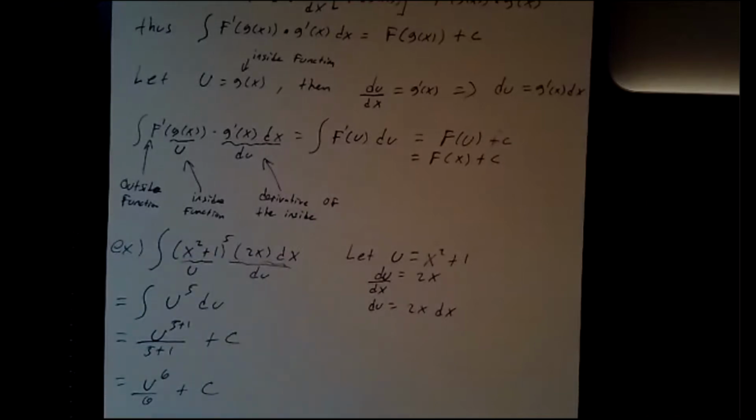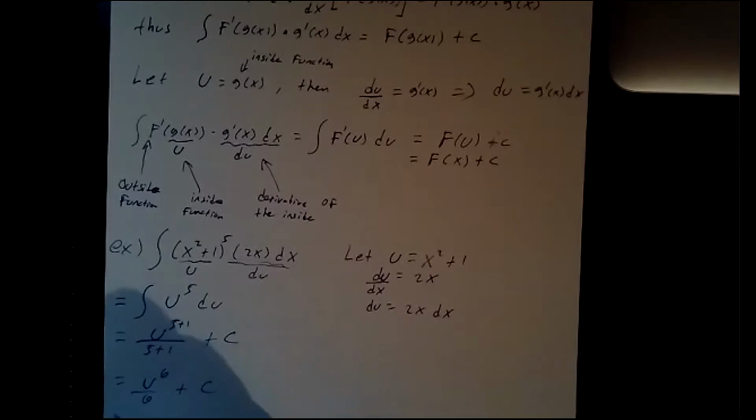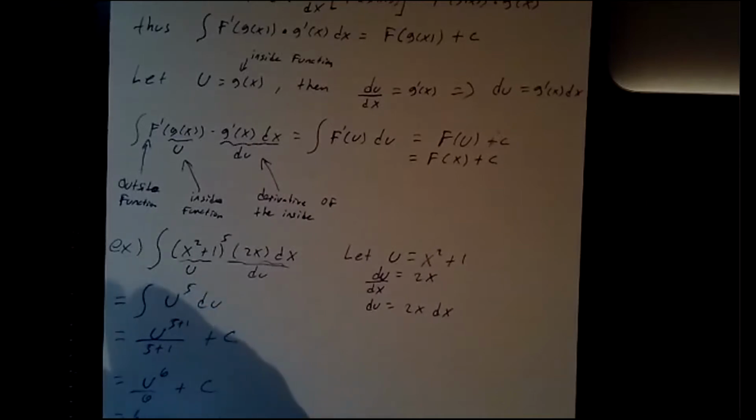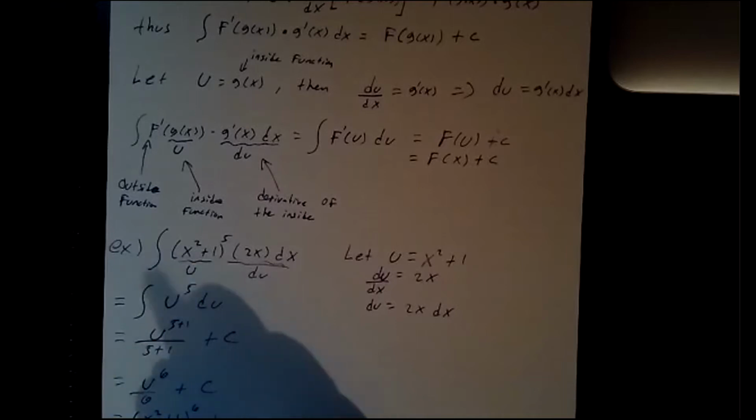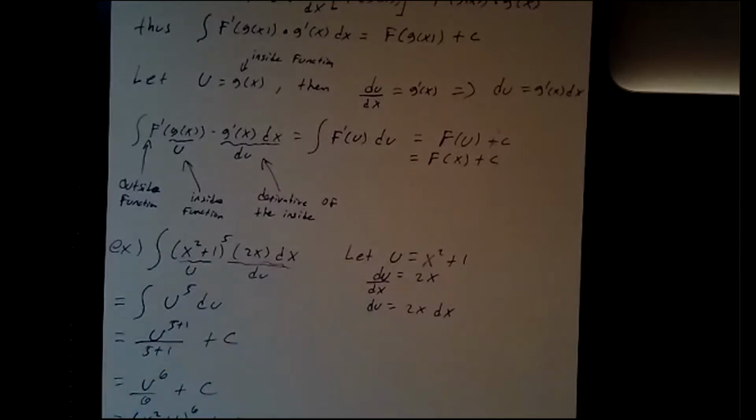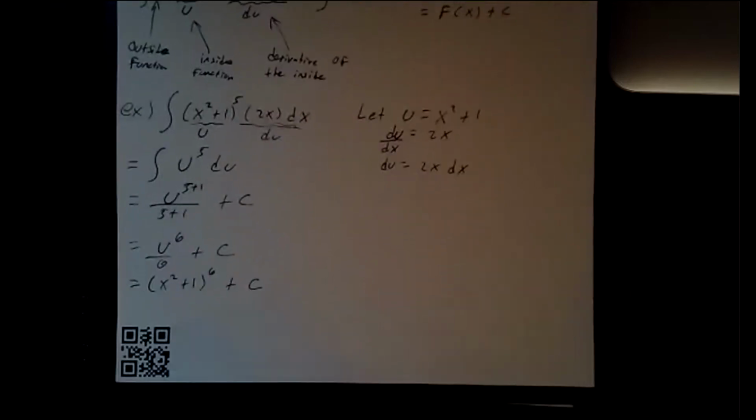But nobody cares about the letter u. We're looking for an f of x function, so we must replace it. We get back to (x squared plus 1) to the 6 over 6 plus c. So that would be your actual answer. Can you move it down a bit? Thank you.